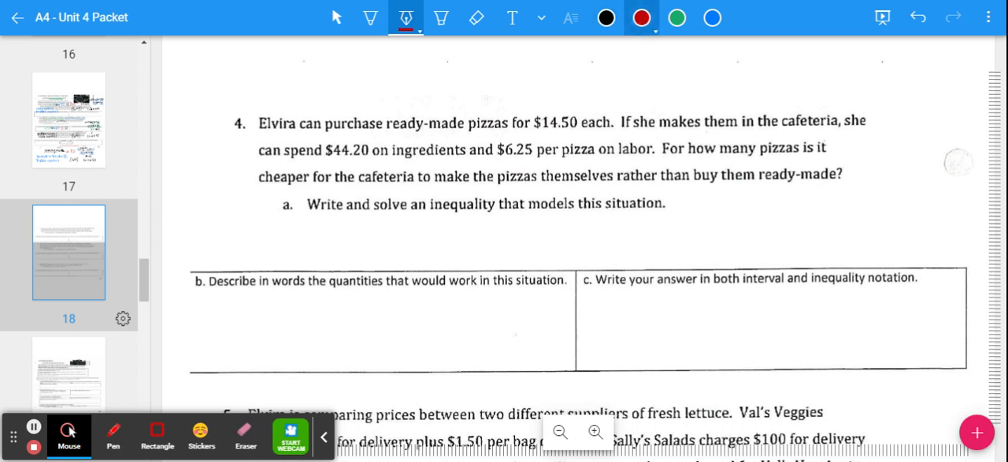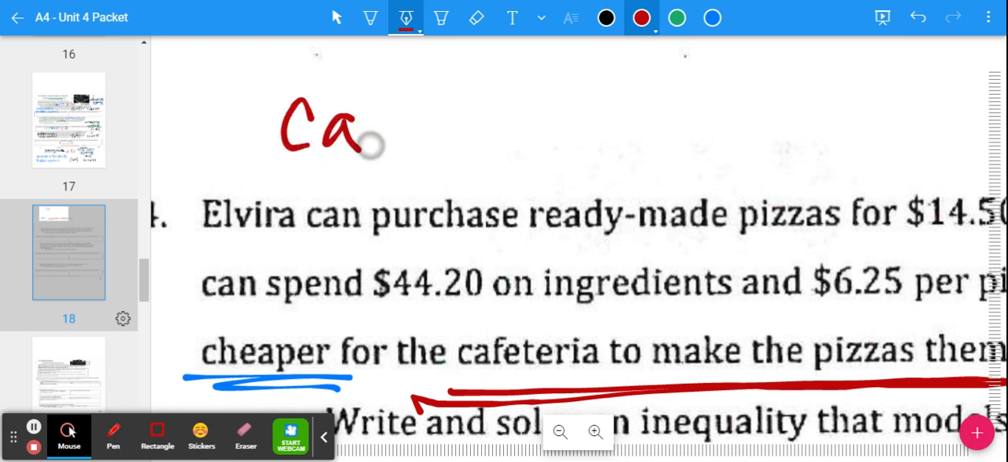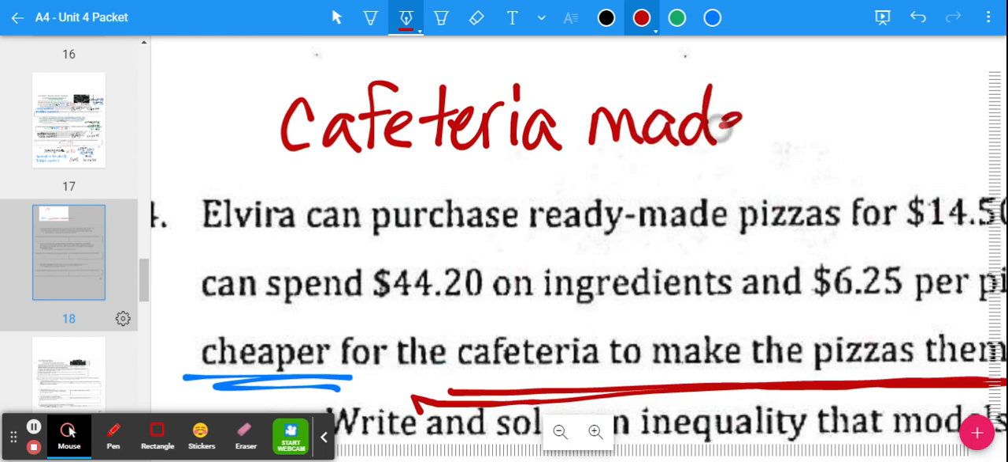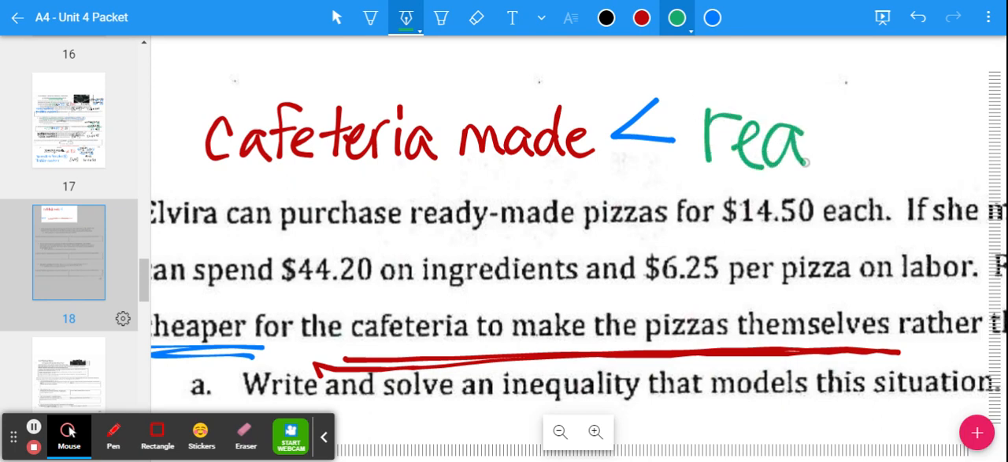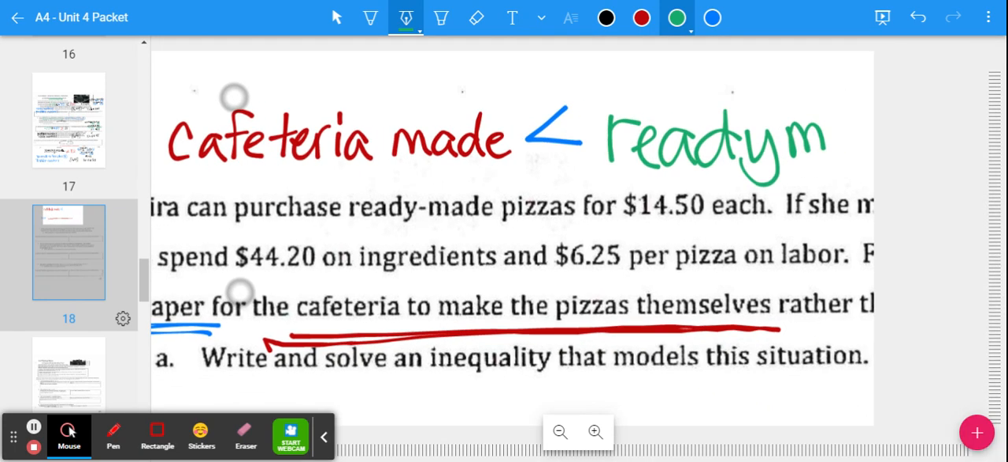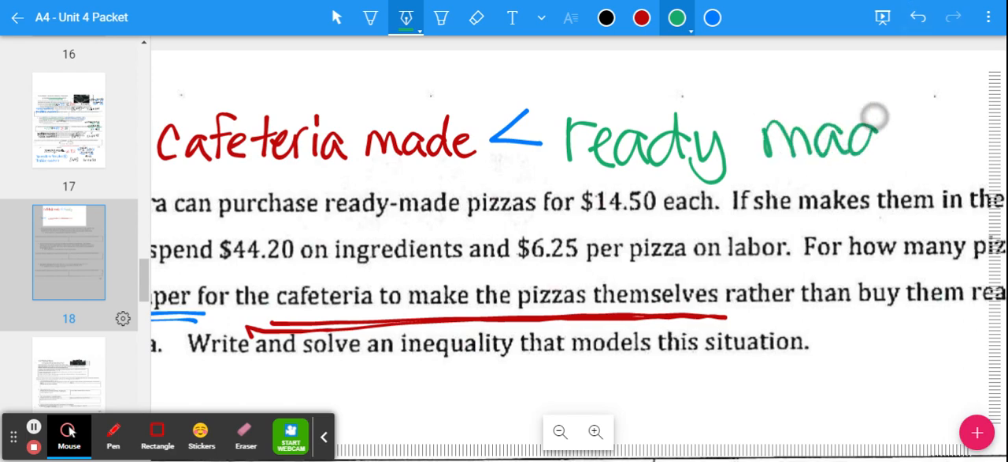So I'm going to differentiate. We want cheaper, so it's going to be less than. We want to figure out when the cafeteria making the pizzas is less than the ready-made. So I'm going to put, cafeteria made, just as a note to myself. Cafeteria made will be less than ready-made. We want to find out when the cafeteria made will be cheaper than the ready-made.